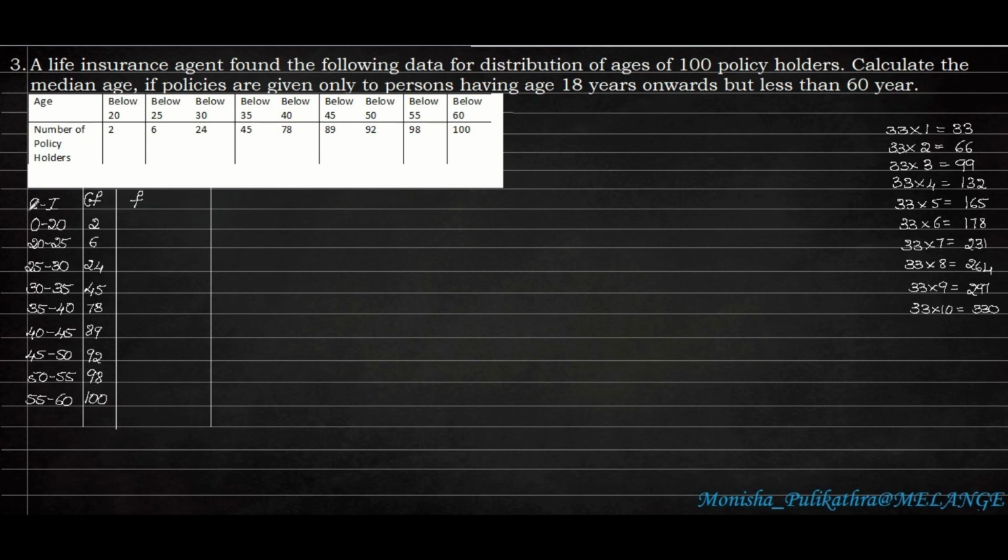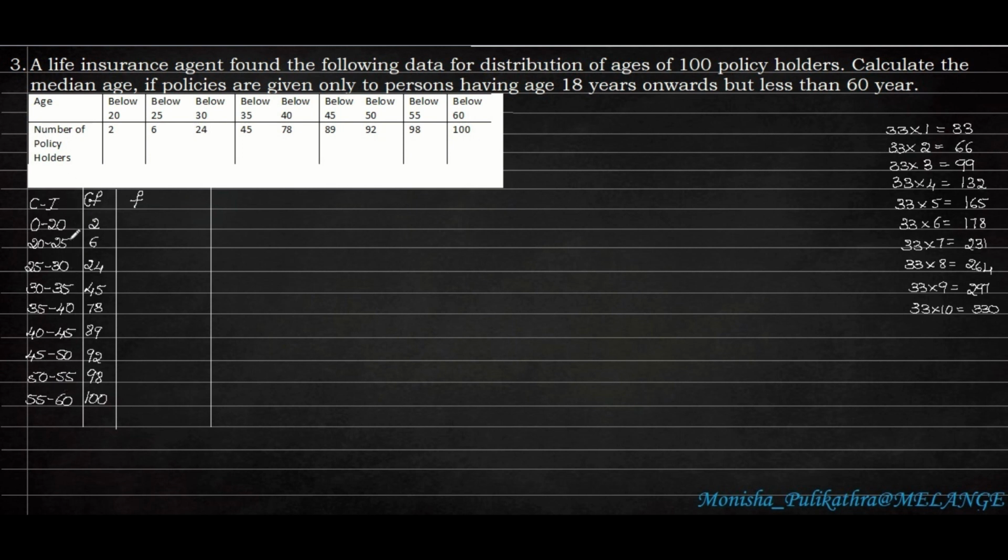So while we are writing this class interval, if they have given the question like below 25, we have to start from 0 to 20. The first reading we have to write as 0 to 20. The second one, since 20 is already given there, should be 20 to 25. The third reading is 25 to 30. Like this we have to write the class interval.